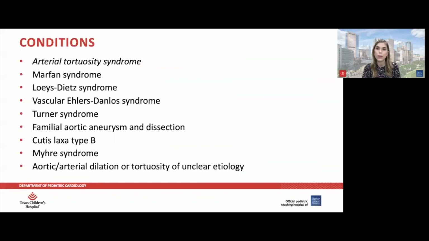So conditions that we see in our arterial tortuosity or our arteriopathy clinic are, of course, arterial tortuosity syndrome, as well as Marfan syndrome, Loeys-Dietz syndrome, vascular Ehlers-Danlos syndrome, Turner syndrome, familial aortic aneurysm and dissection disorders, cutis laxa type B, also called fibulin 4, Myhre syndrome, and anytime a child has aortic or arterial dilation or tortuosity of unclear etiology, we see them as well in our group.